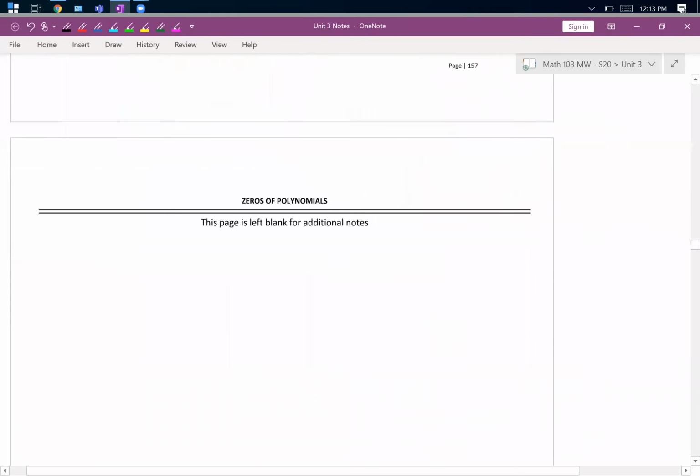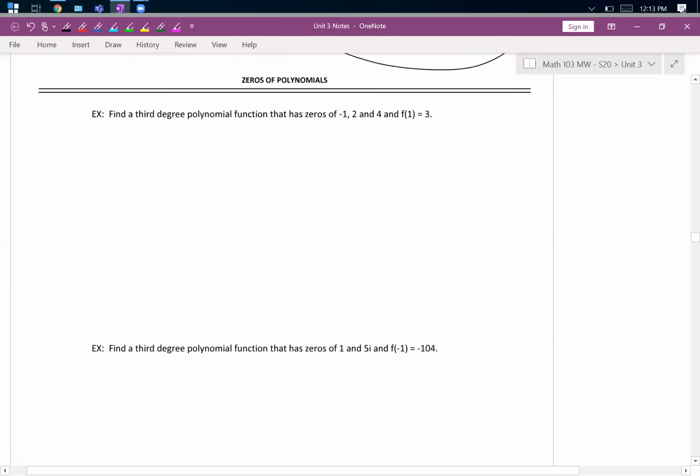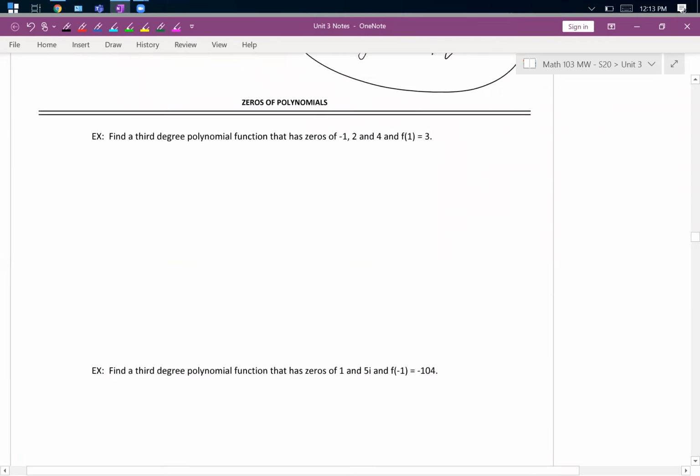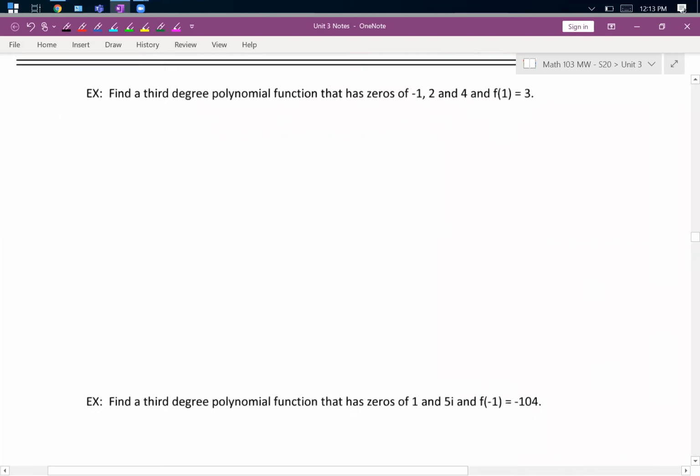Okay, so these last two questions in this section are really questions that we already did when we were graphing polynomials. We want to find a third degree polynomial that has zeros of -1, 2, and 4, and f of 1 equals 3. So we've already done these types of problems.